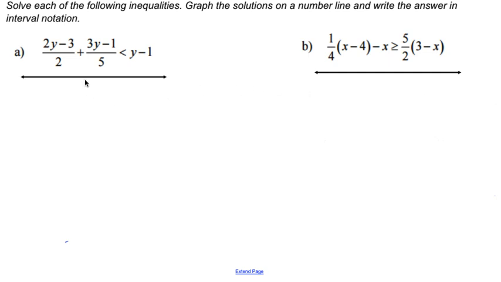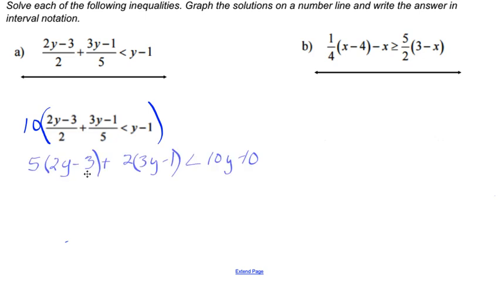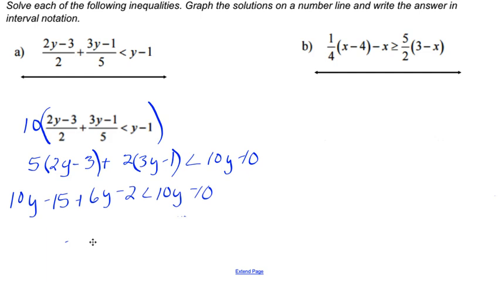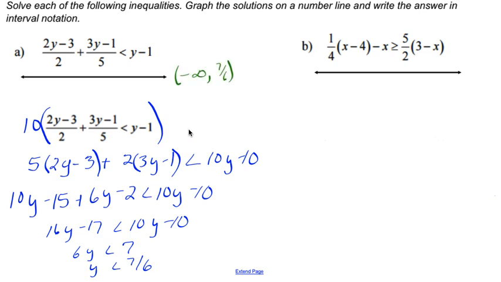So here we go. Our least common denominator for letter A is 10, so we're going to multiply the entire equation by 10. When we do that, we get this. Using our distributive property, we get this. And then combining our like terms and solving, we get y is less than 7/6. In interval notation, anything from negative infinity to 7/6, it does not include 7/6.